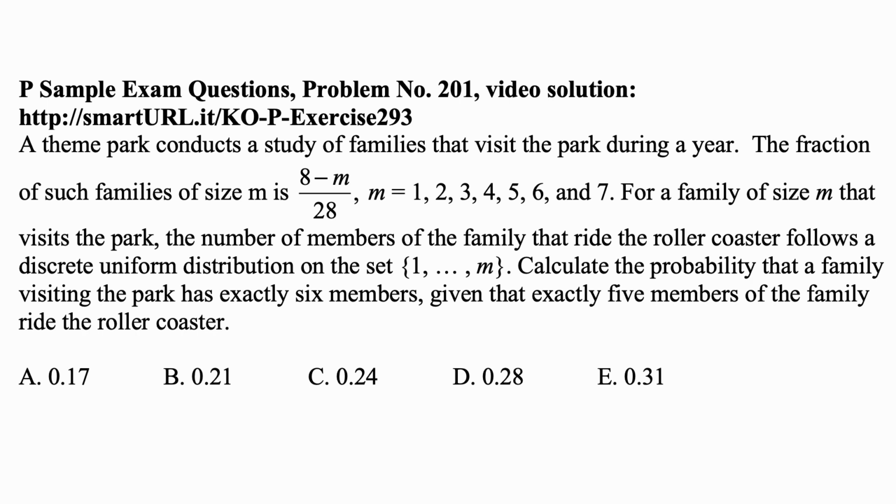A theme park conducts a study of families that visit the park during a year. The fraction of such families of size m is (8 minus m) over 28, where m is equal to 1, 2, 3, 4, 5, 6, and 7. For a family of size m that visits the park, the number of members of the family that ride the roller coaster follows a discrete uniform distribution on the set 1 through m. Calculate the probability that a family visiting the park has exactly 6 members, given that exactly 5 members of the family ride the roller coaster.